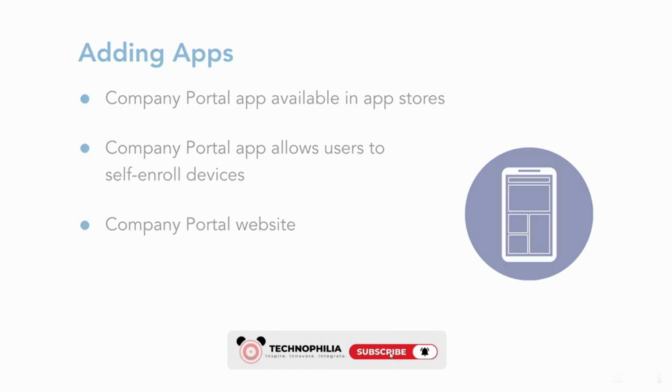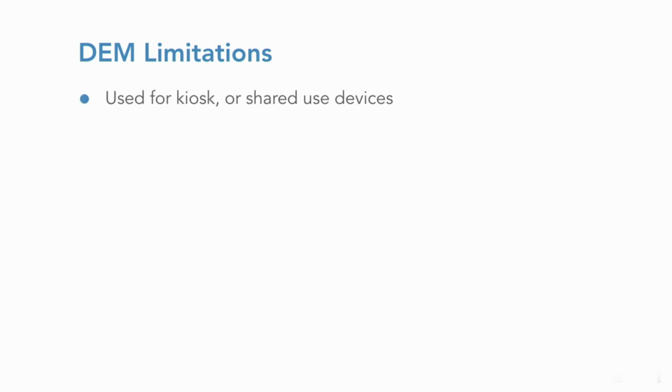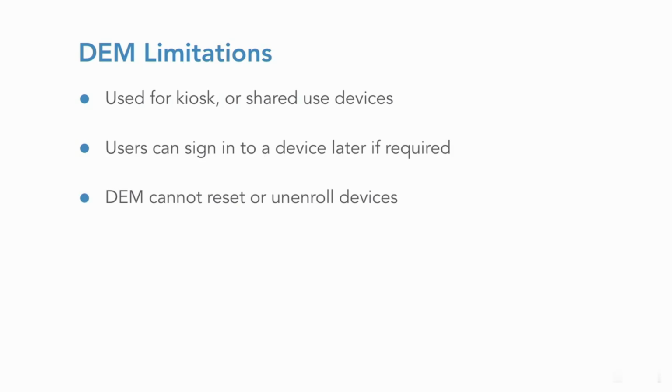Devices enrolled by a Device Enrollment Manager have a few limitations which make their usage slightly different from other Intune devices. During the deployment, there will be no specific user assigned to the device, so these devices should only be used as kiosk or multi-user devices. However, at a later stage, a user can sign into a device with their credentials, and a user profile will then be created. The Device Enrollment Manager cannot reset devices if there is an issue. You'll need an administrator to perform these tasks.